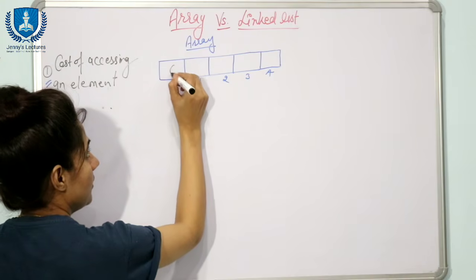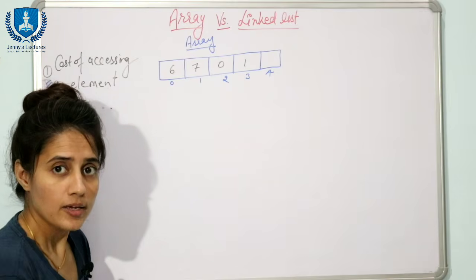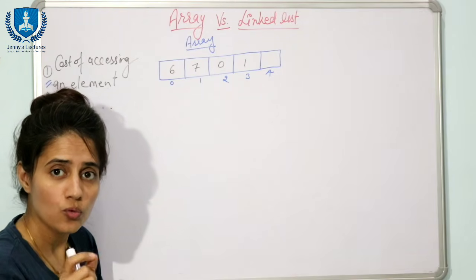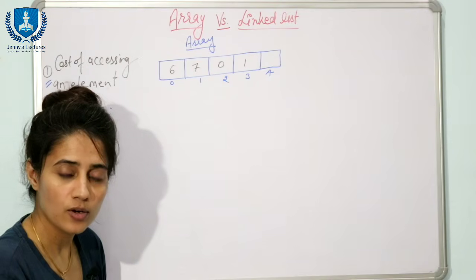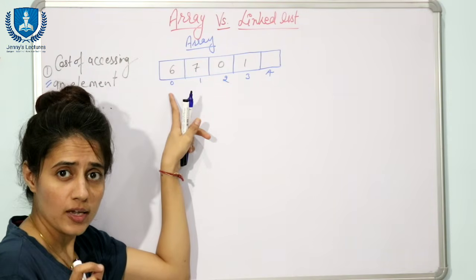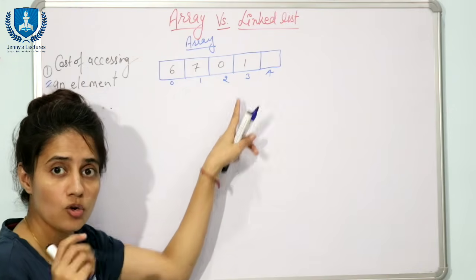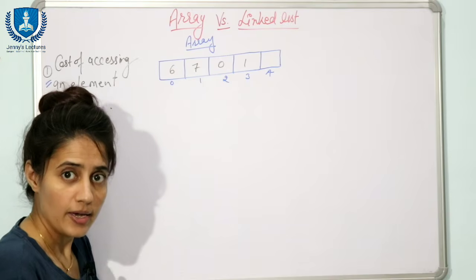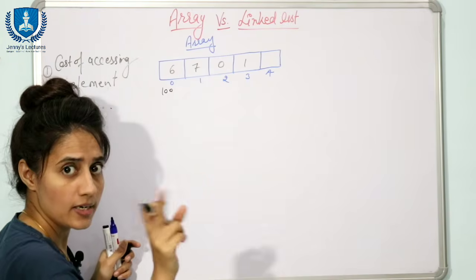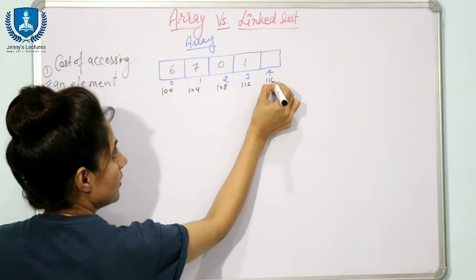Suppose we have some elements here, 6, 7, 0, 1, right? And you want to access some data from the array. Now, as we know, random access is possible in the array, or you can say direct access is possible. If you know the base address of the array, then you can easily compute the address of any element in the array in constant time, right? And the formula is, suppose the base address for this is 100, for integer it is going to take 4 bytes, it is 104, 108, 112 and 116.